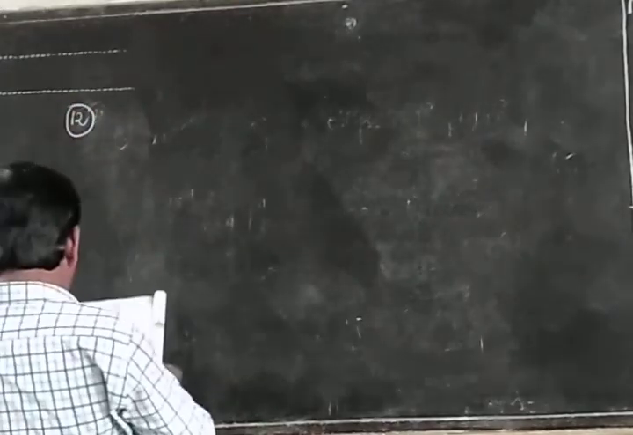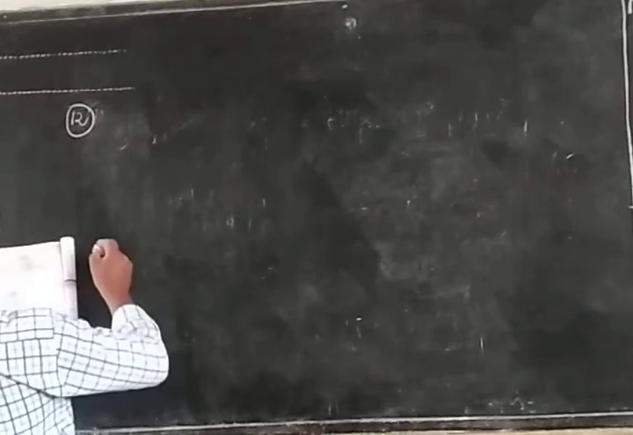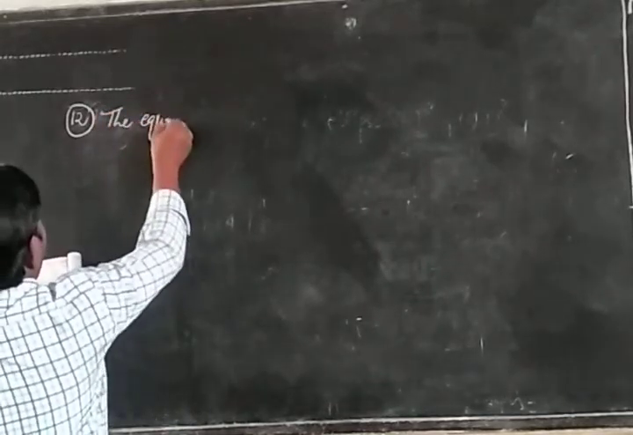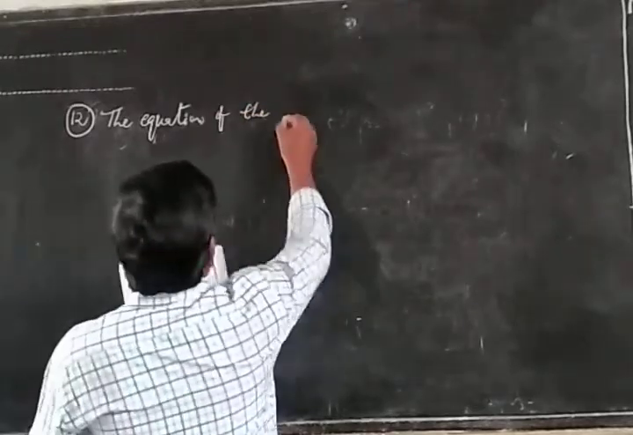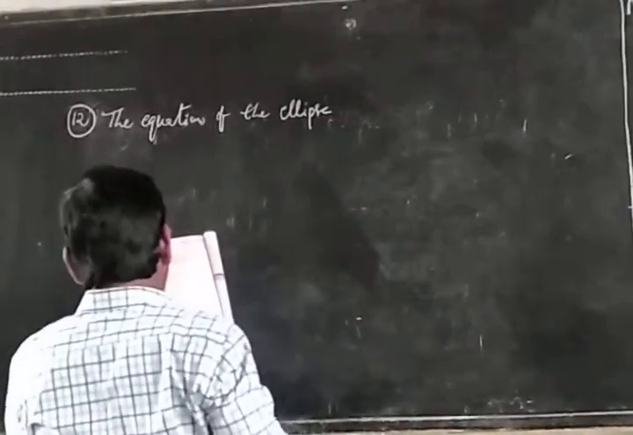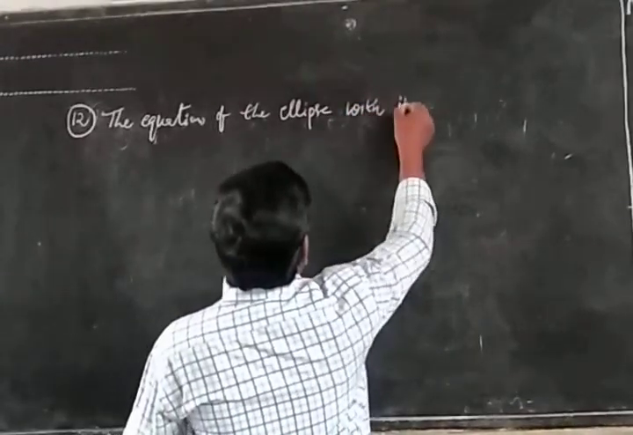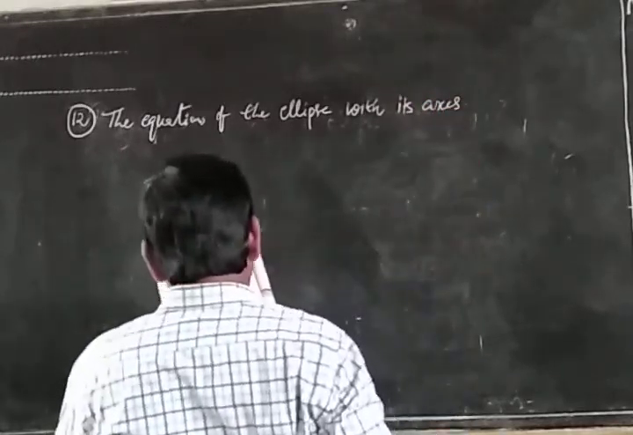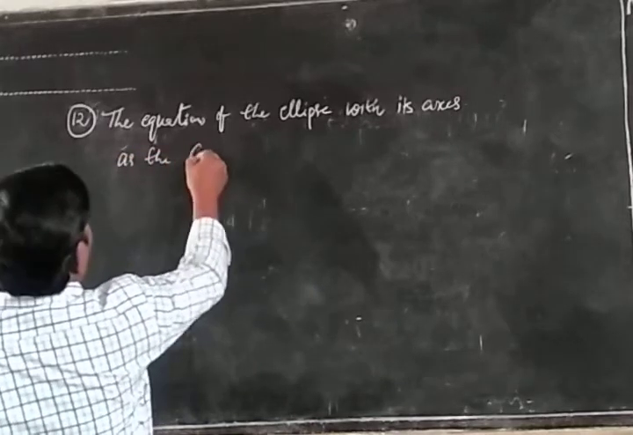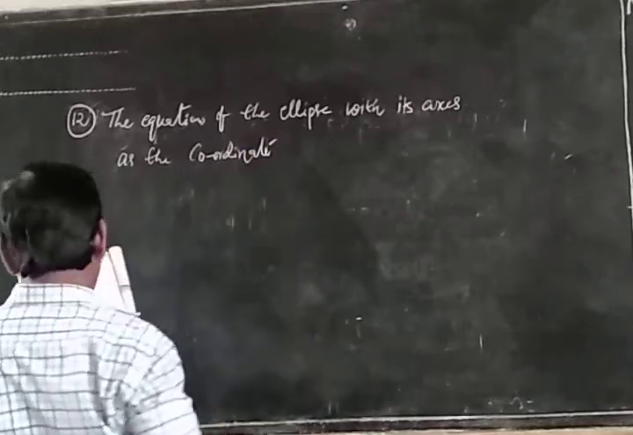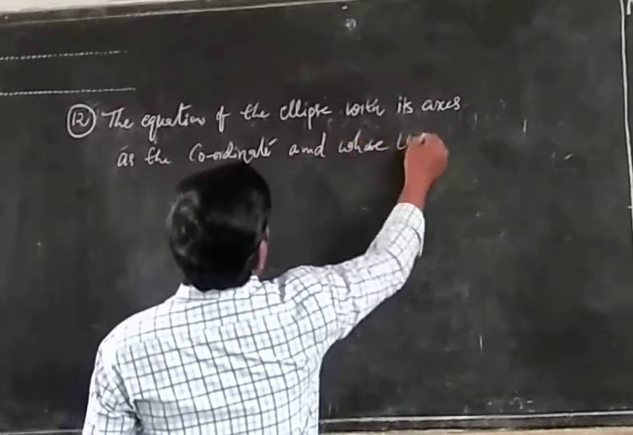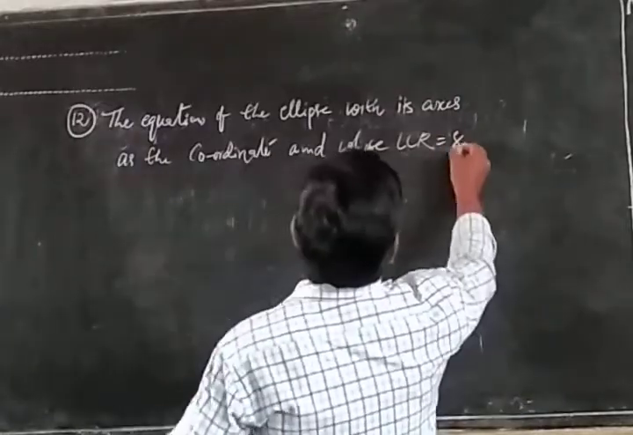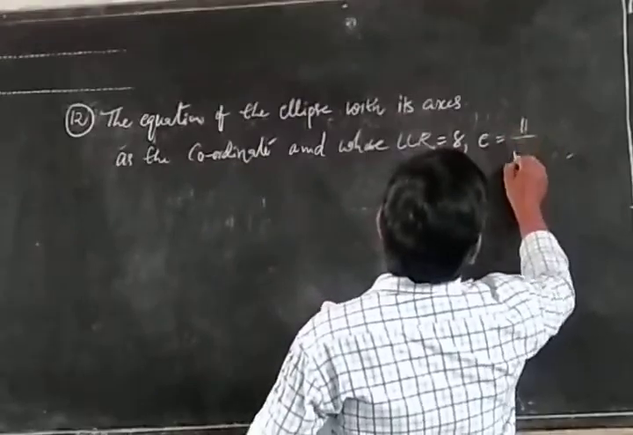Now, the 12th one. The equation of the ellipse with its axes as the coordinate axes and whose LLR equal to 8 and eccentricity equal to 1 by root 2.